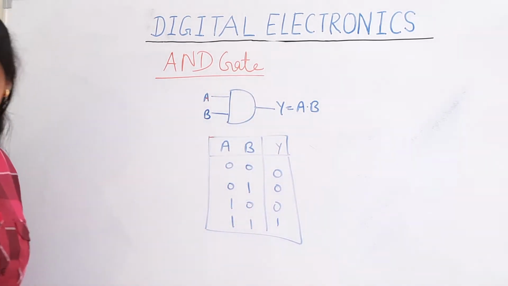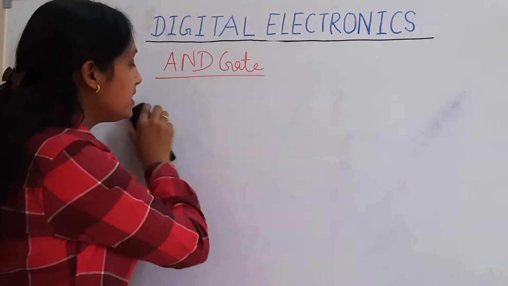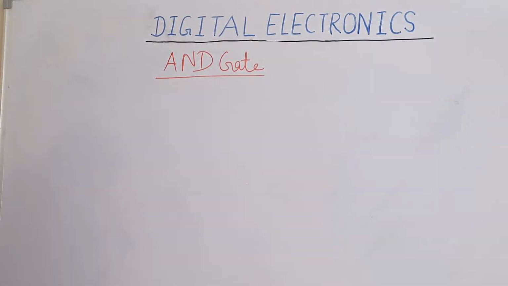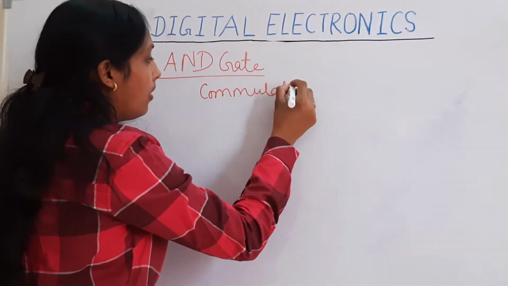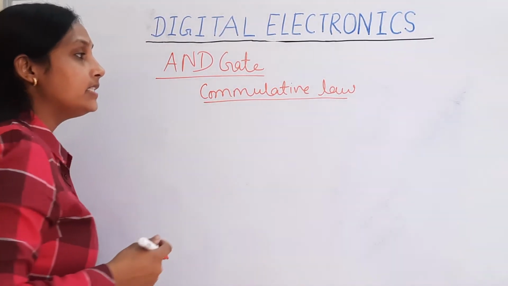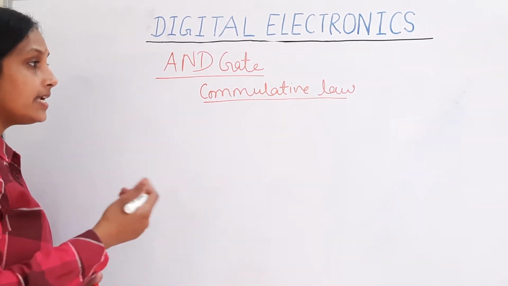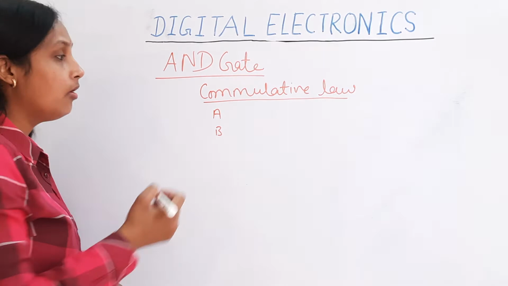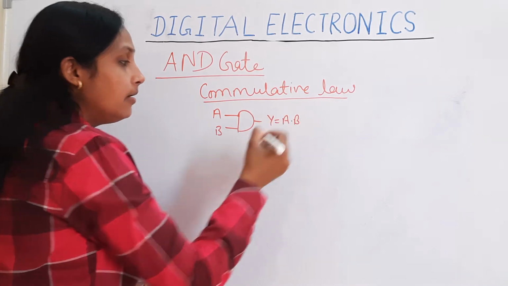Now we will see some properties of the AND gate. First we are going to discuss the laws. The first law is the commutative law. What is commutative law? If you change the input sequence, does the output change? Suppose A and B are the inputs for the AND gate, then the output will be Y equals A dot B.